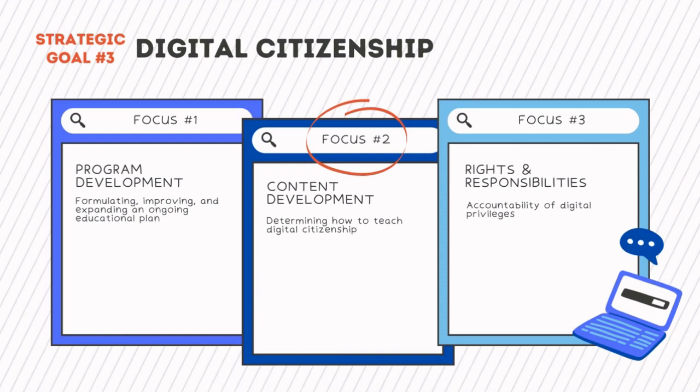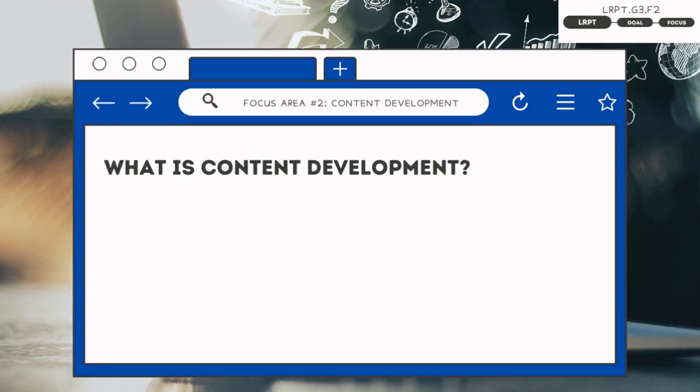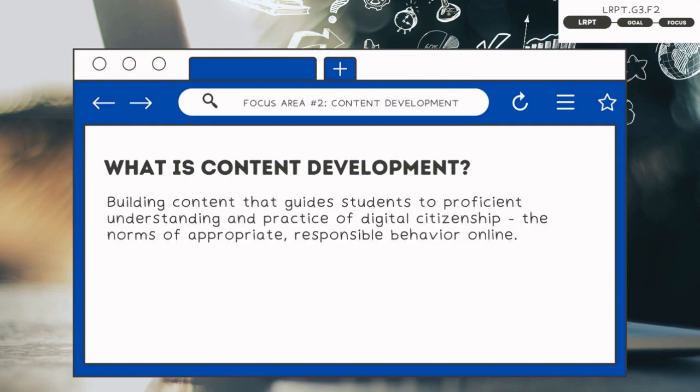Let's zoom in to focus area number 2. This focus area is content development. In the context of digital citizenship, how would we define content development? Content development is building content that guides students to proficient understanding and practice of digital citizenship, the norms of appropriate, responsible behavior online.